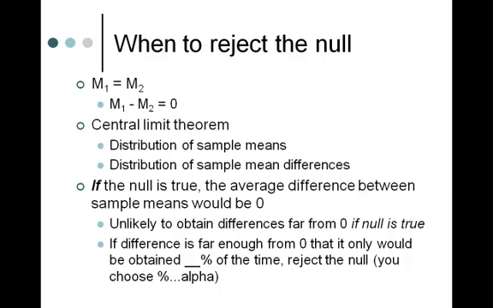Well, 4%, that's pretty rare. It's rarer than my 5% limit. That's rare enough to say I think it's pretty unlikely that these two sample means came from the same population. Therefore, I think the null is false, and I'm going to reject it. And again, I don't know the null is false, but I'm pretty confident that it's false because it would be rare to find this difference if it were true.